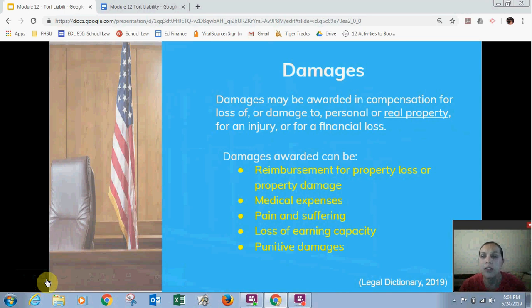They can be awarded as compensation for the loss of damage to the personal property or the physical property, or for a financial loss or damage to like a reputation. So this can be reimbursement of money. This can be medical expenses for injuries, pain and suffering, loss of earning, and wages can be given back, and punitive damages for things that you've caused.